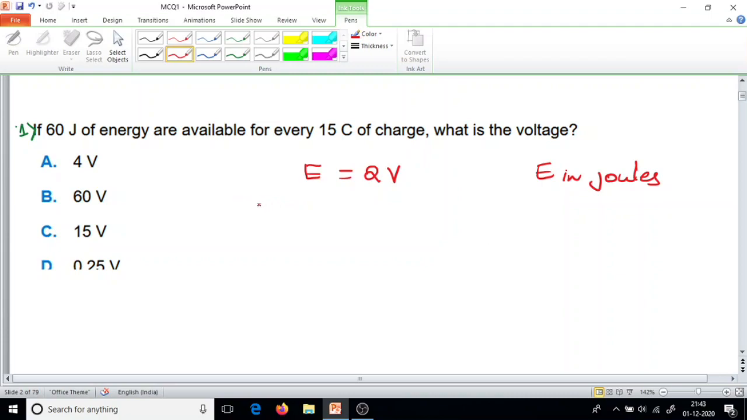So here we have 60 joule of energy available for 15 coulomb of charge. We have to find out the voltage. Q equal to 15 coulomb. V equal to 60 divided by 15. It comes to 4. So the answer is option A, 4 volt.